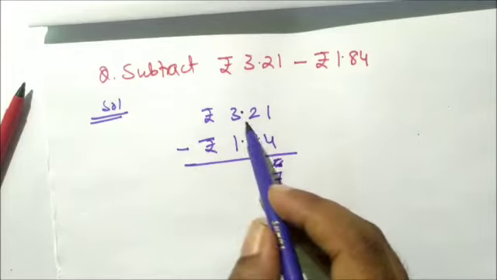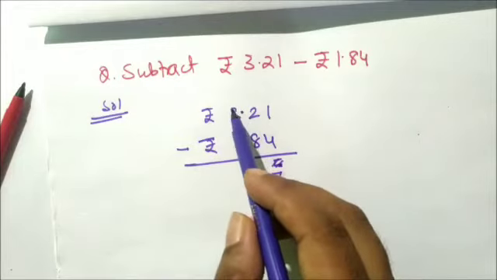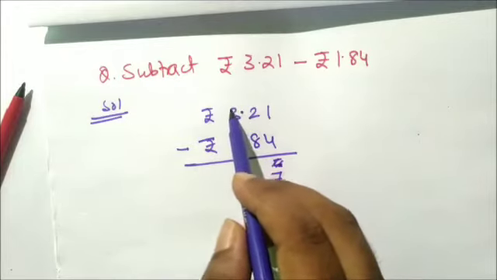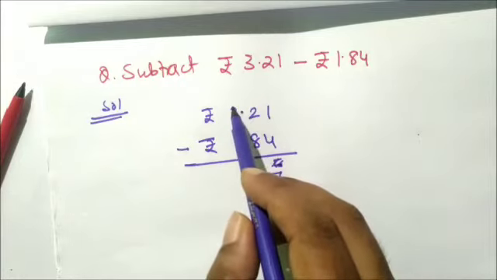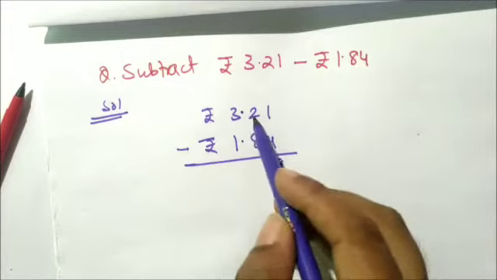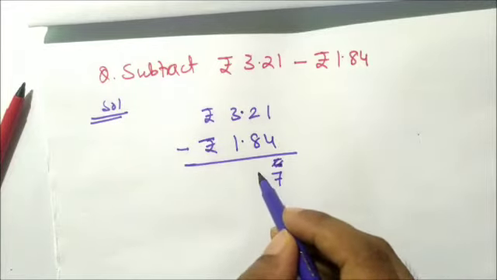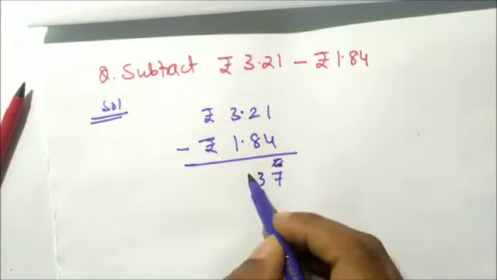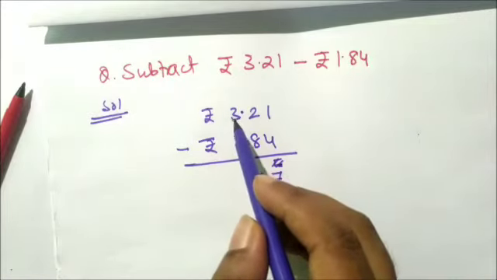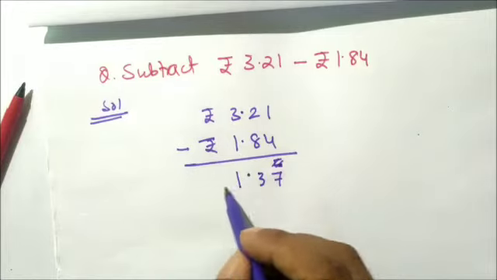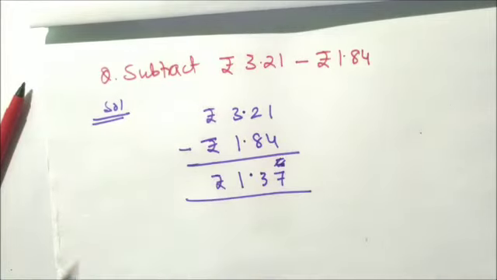So for that, what will we do? We will borrow 1 again from this 3. If you borrow 1 from here, it will become 11. So 11 minus 8 is 3. Point. We have borrowed 1 from here, so it was actually 2. So 2 minus 1 is 1. So our answer is rupees 1.37. That means 1 rupee 37 paisa.